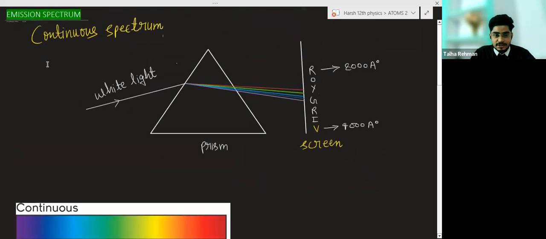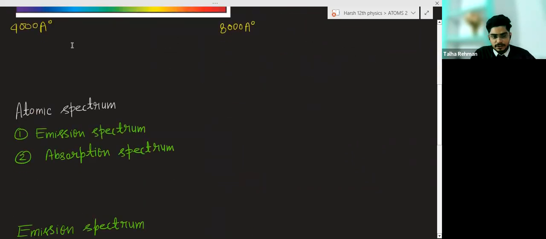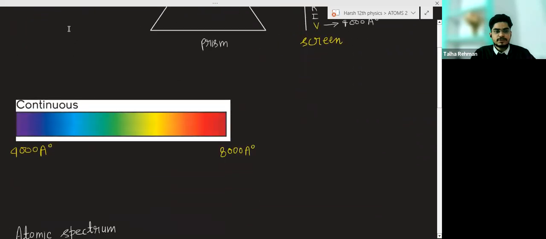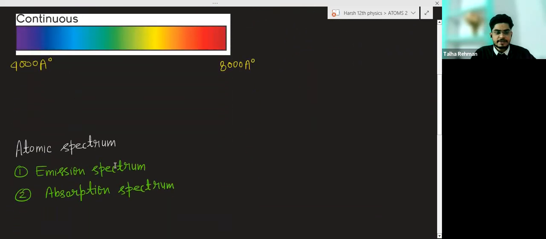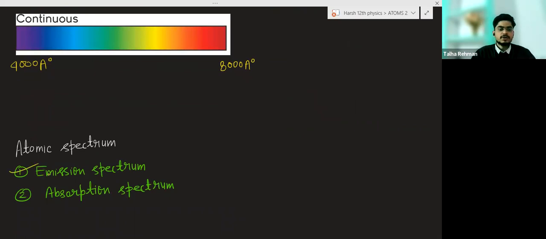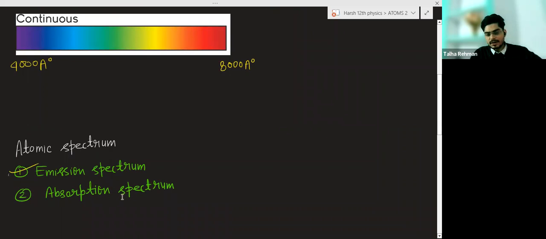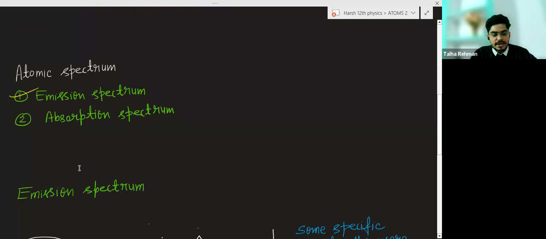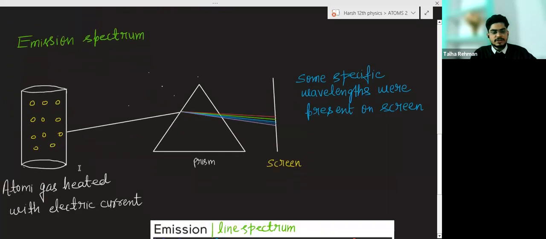But in the case of the emission spectrum, there are basically 3 types of spectrum. First is the continuous spectrum, then the emission spectrum, and then the absorption spectrum. We will discuss these in detail. I will tell you about the others when we finish the emission spectrum. So what is the emission spectrum?